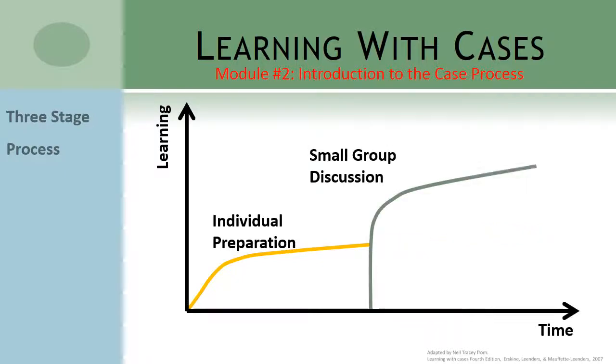The second stage is the small group discussion. In this stage, you will take your individual analysis and discuss and compare it with a small group of your peers. You'll compare all elements of your analysis, including your definition of success, the critical issues, your decision criteria and alternatives, and finally your recommendations and action plan. Studies show that this small group discussion further enhances your learning through the case process.